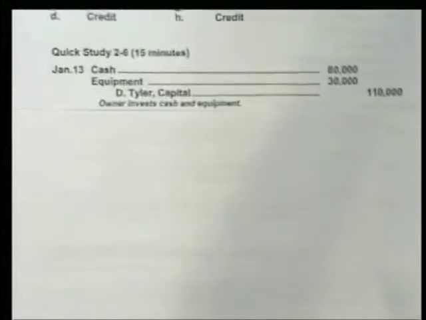They wanted you to prepare journal entries for each of the following selected transactions. Okay? All right, on January 13th, Deshaun Tyler opens a landscaping company called Elegant Lawns by investing $80,000 cash, along with equipment having a $30,000 value. Okay, how would that look? Well, that would look like this.